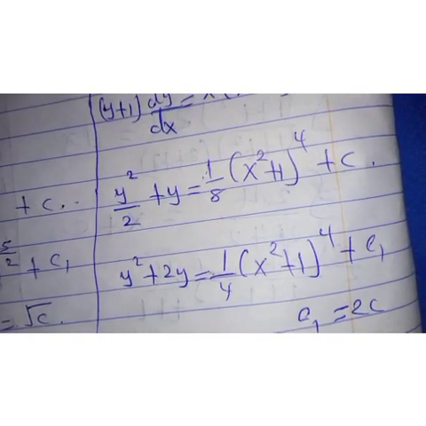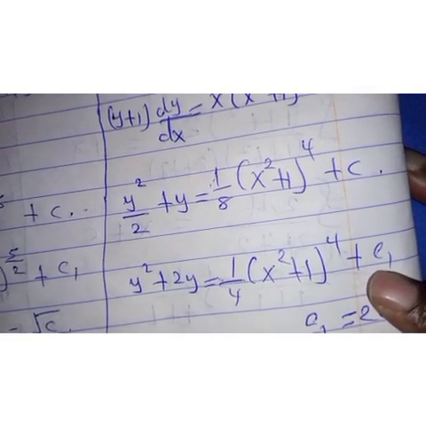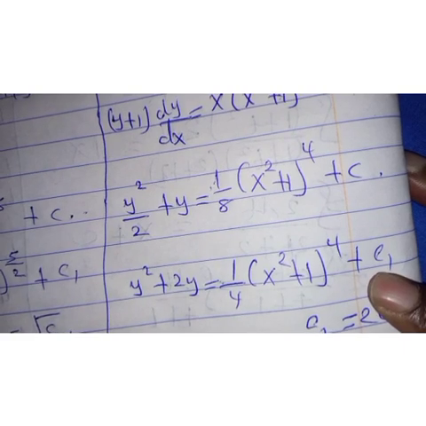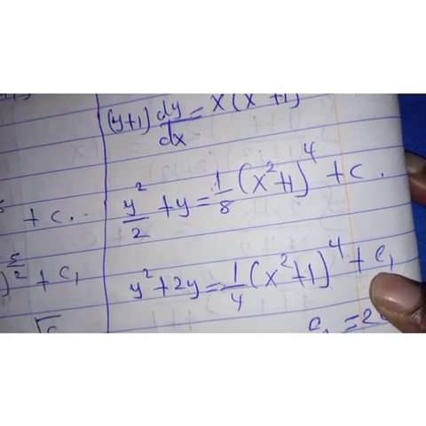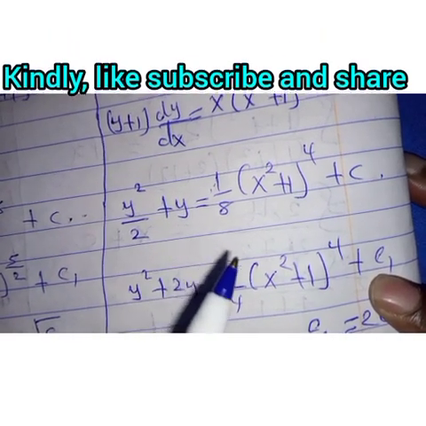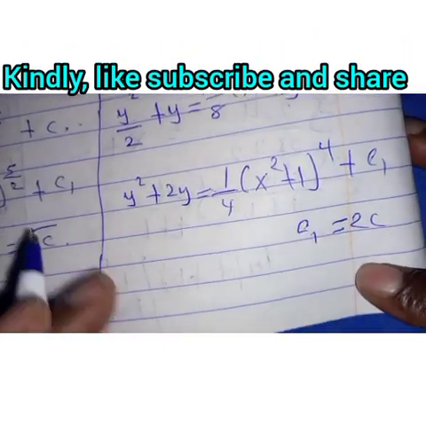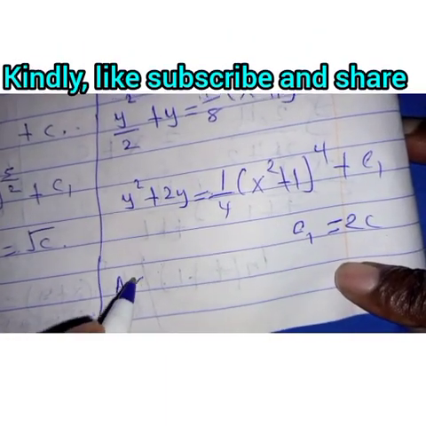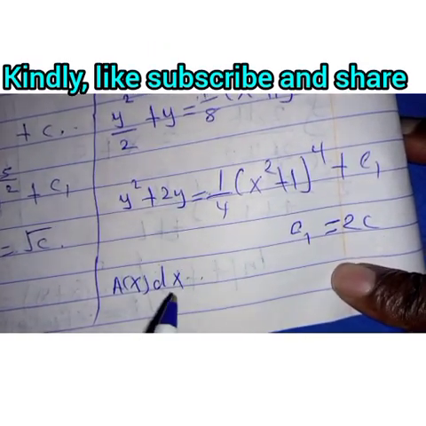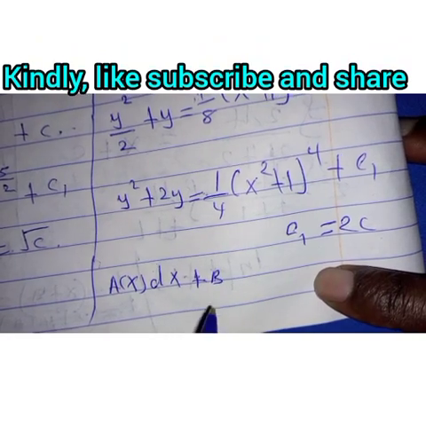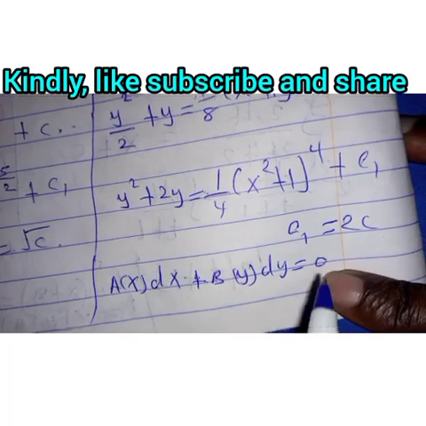So thanks so much for taking time to learn with me on how to obtain the solution of an ordinary differential equation, whereby the variables are separable. You can separate the variables and write your equation in the form of a(x) dx plus b(y) dy, which is equal to 0.